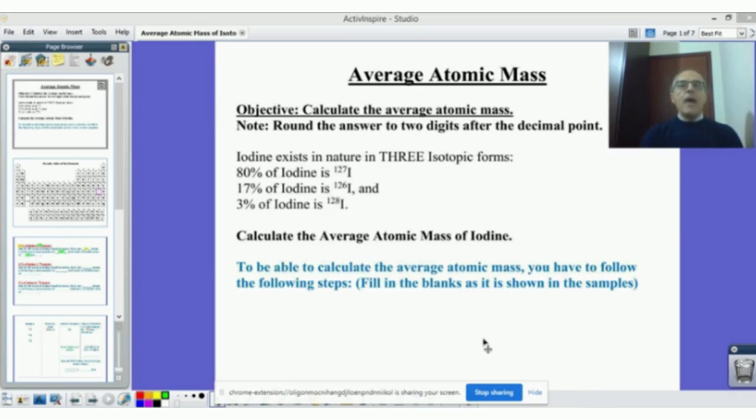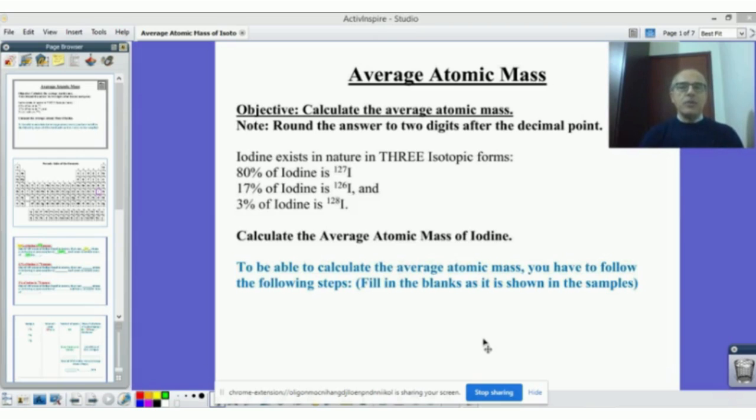In this lesson, I will teach you how you can calculate the average atomic mass alone without having a teacher explaining to you the formula. You will discover the formula through a guided worksheet. So our objective is to calculate the average atomic mass. You need to round the answer to 2 digits after the decimal point when you calculate your answer.